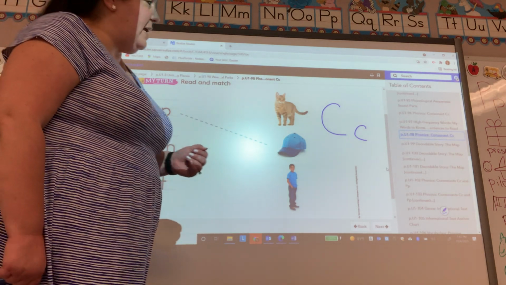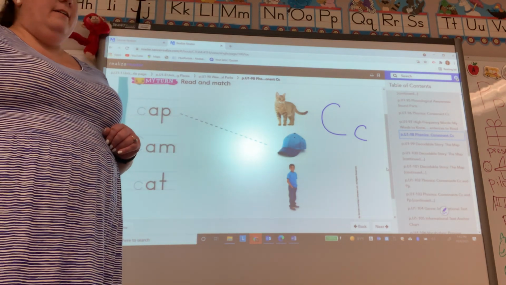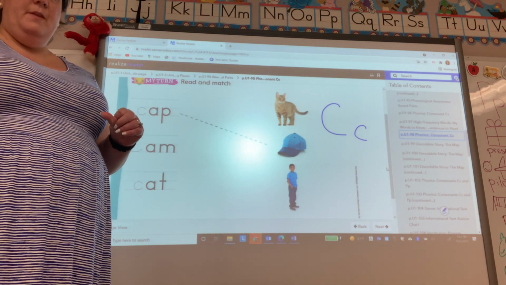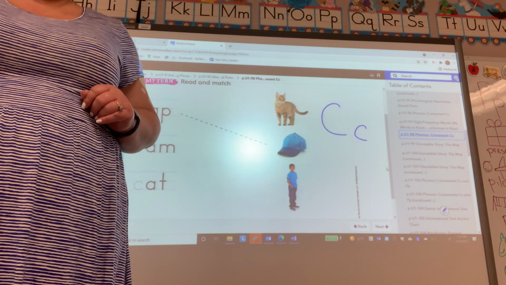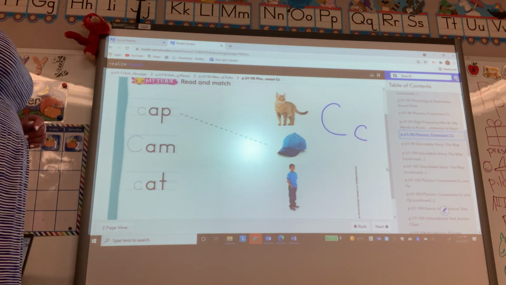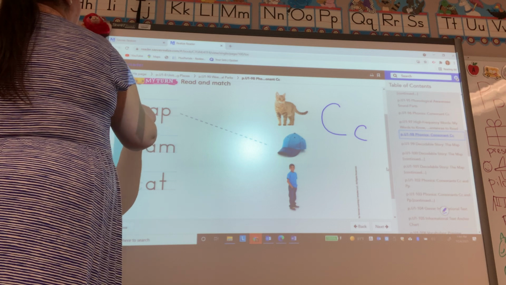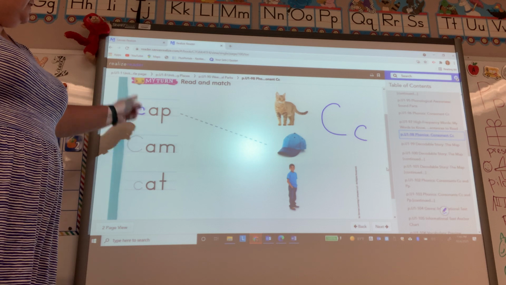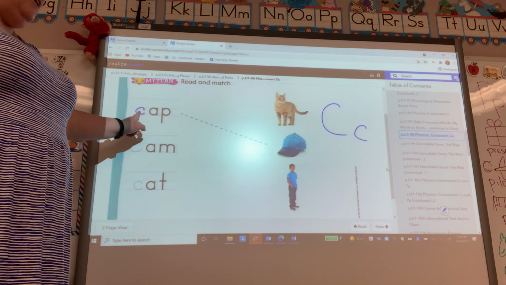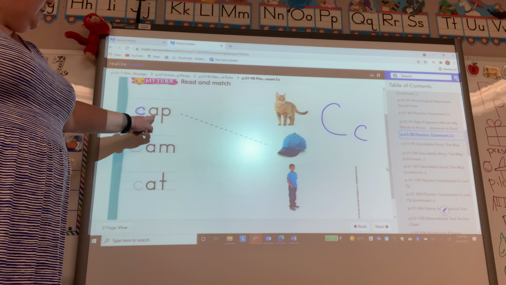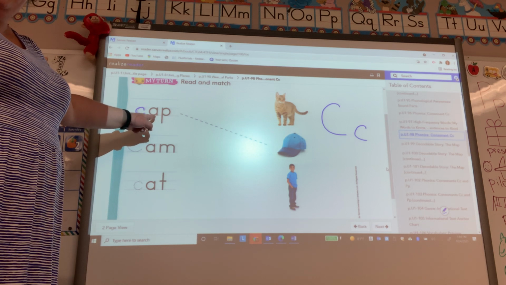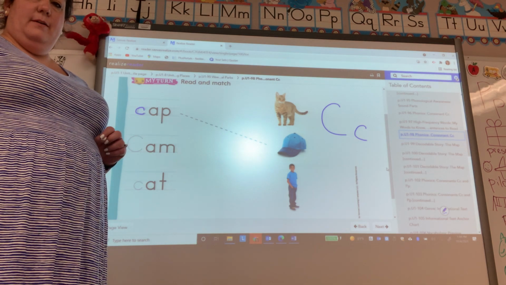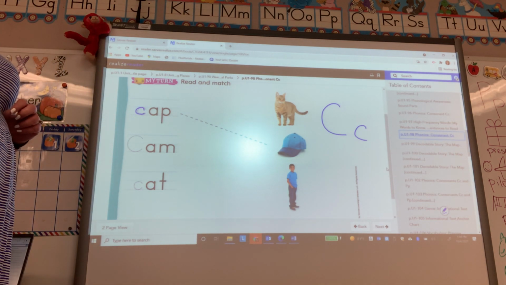So I want you to turn to page 98 in your reading book, and we're going to read these words together. The first thing we're going to do is trace that lowercase c. Now, what letter is this? C, and it makes the k sound. This letter is what? A, and it makes the a sound. And this letter is what? P, and it makes the p sound.